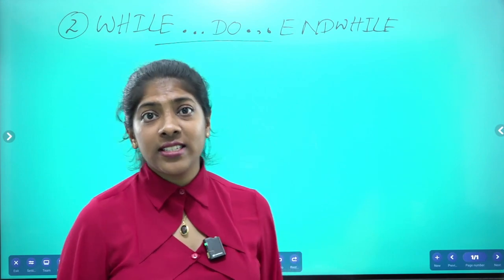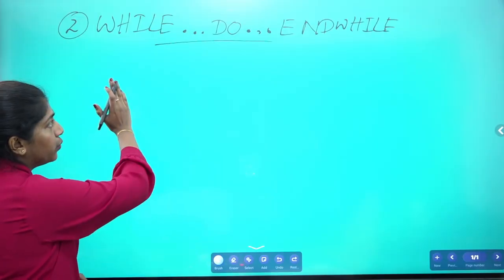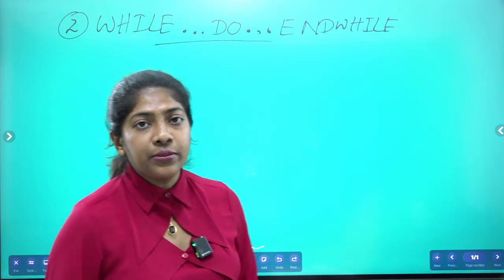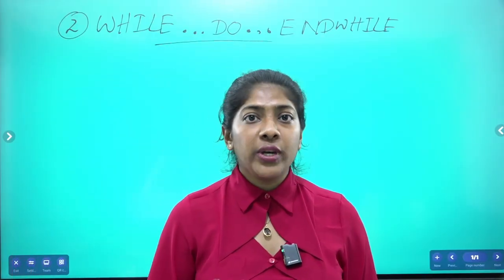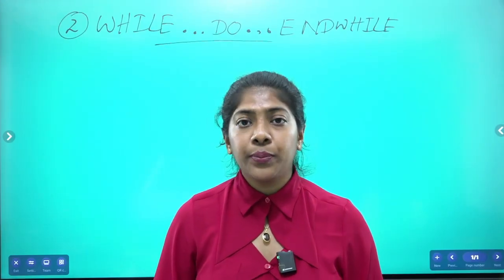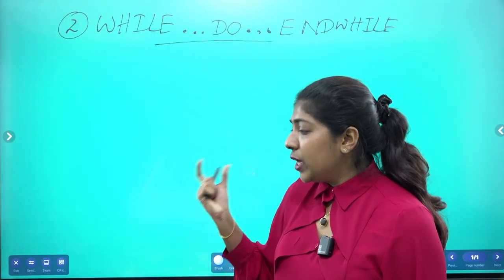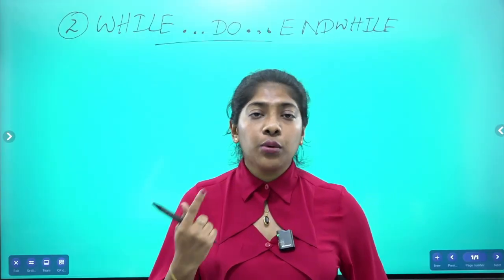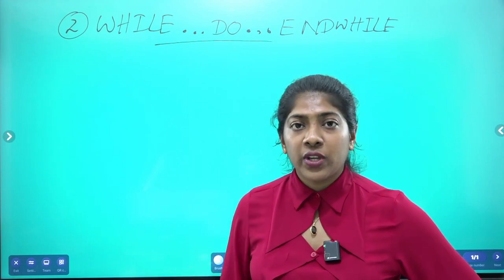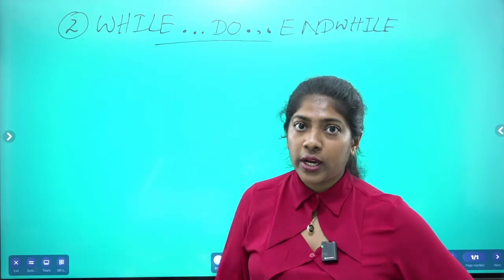Now let's discuss the second type of loops, that is while, do, and while loop. The earlier one, you can remember, was used when we know the number of iterations that are going to occur. But when using this while loop, we are using it for the cases where we don't know how many iterations the loop is going to perform. When we don't know the number of iterations, we can use this while do and while loop.